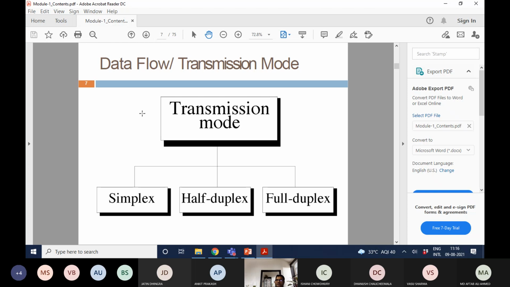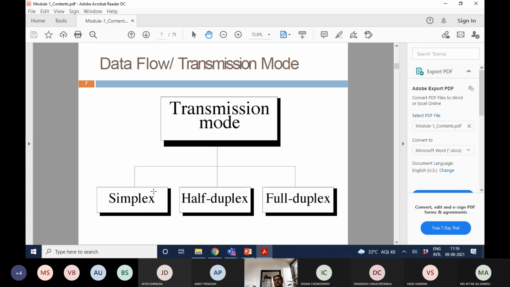Simplex means one-way communication. Half duplex means both-way communication is possible, but one at a time, not both at the same time. And full duplex means two-way communication is also possible at the same time. For these three things, I'll give you one example each.